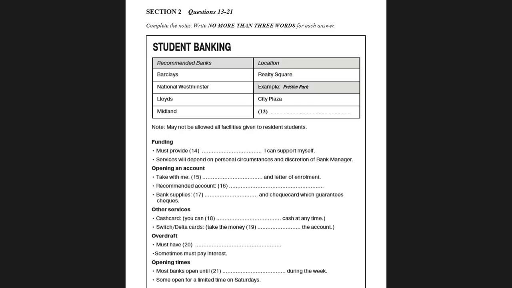Right, well, as you probably know, you'll need to open a bank account while you're here. It's the safest place to keep your money, and it's best to open an account with one of the major banks. You should each have a handout with the names and addresses. Yeah? Right. There's Barclays in Realty Square, National Westminster in Preston Park, Lloyd's in City Plaza, and Midland in Hope Street. Okay. All these banks offer special student accounts.